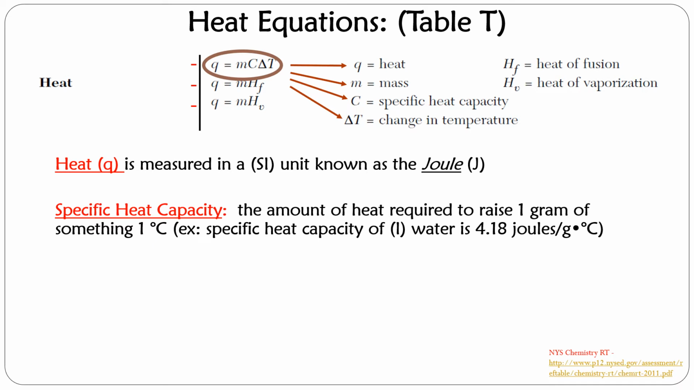So the next thing that you have in this equation, the last constant, is delta T. Wherever you see the delta symbol, that always represents a change. So in this case, delta T represents a change in temperature, which means whatever your final temperature is minus the initial temperature. So initial is whatever you start with.